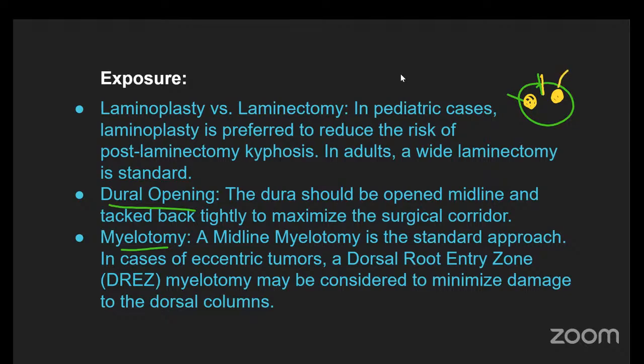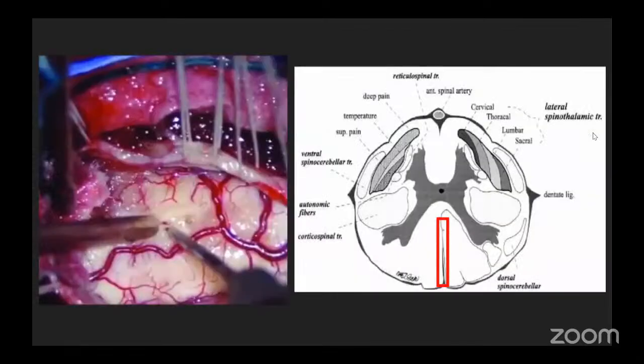A better option is to go where the tumor is located. So midline myelotomy is still the standard approach. Dorsal root entry zone myelotomy may be considered to minimize damage to the dorsal columns. Moving on. How to know the dorsal root entry zone?